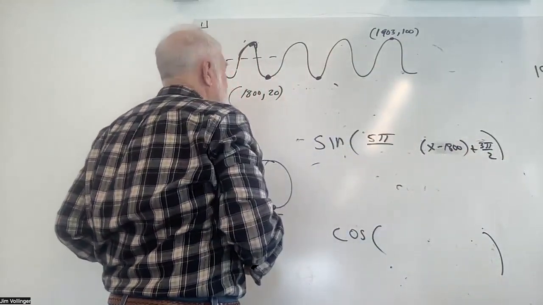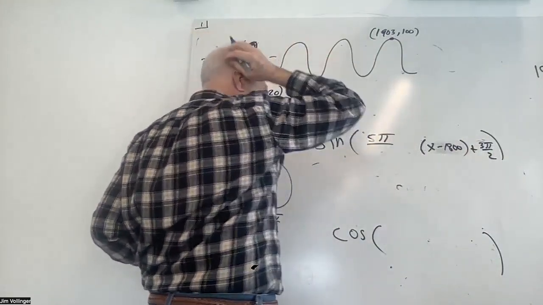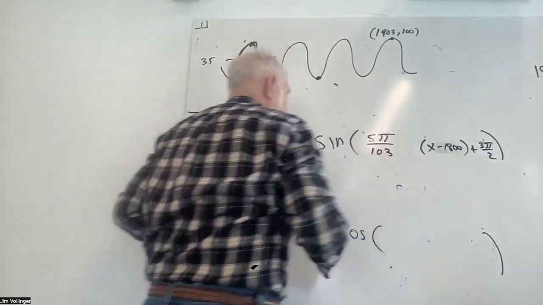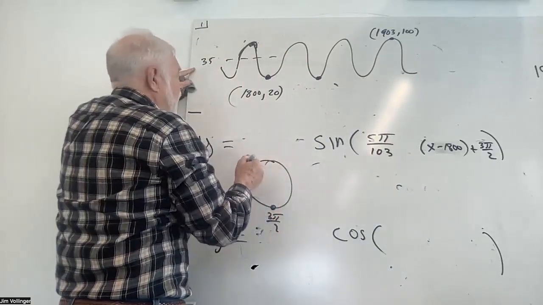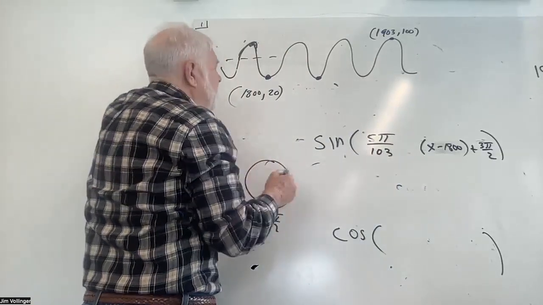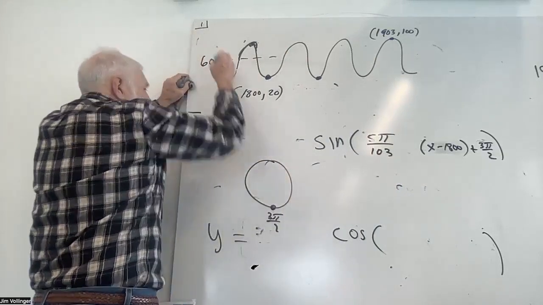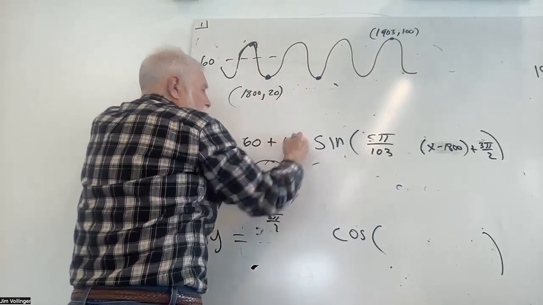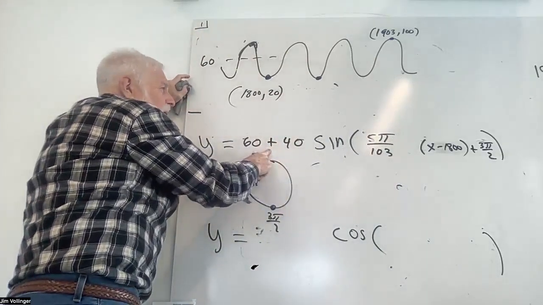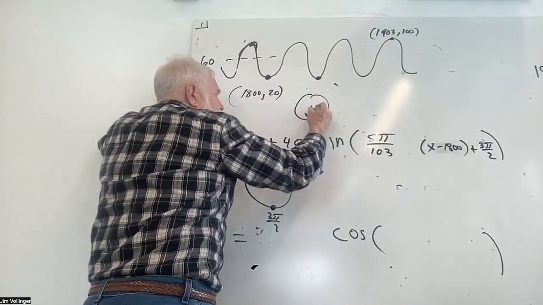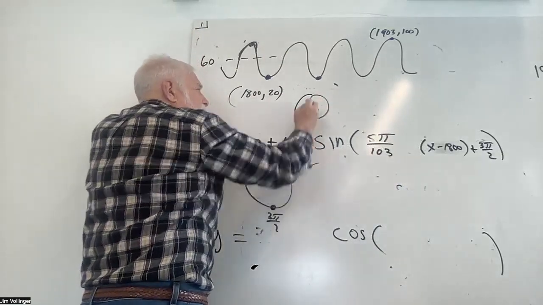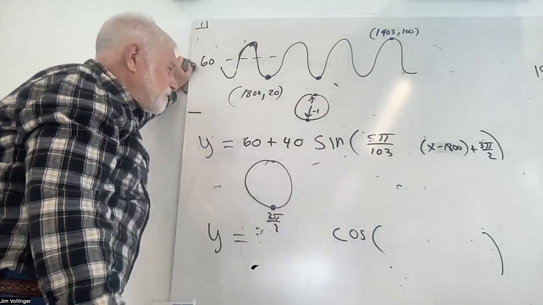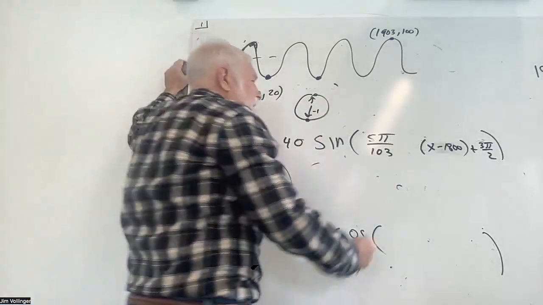I'm at a max of 100, all right? And so I want that to occur in 103 years. Now the midline, what's between 20 and 100? New midline, 120 divided by 2 is 60. I'm measuring from 60, and I can see 40 units of change. I don't have to worry about plus or minus, because the sine of 3 pi over 2 is negative 1. Positive 1 at the top of the circle, negative 1 at the bottom. That's great. So let's put in 1903, see how it works.